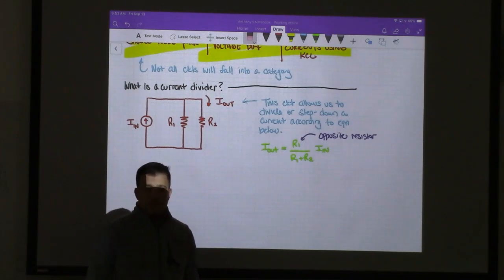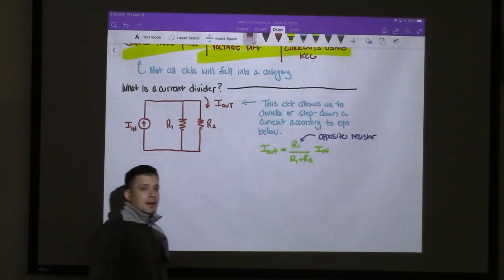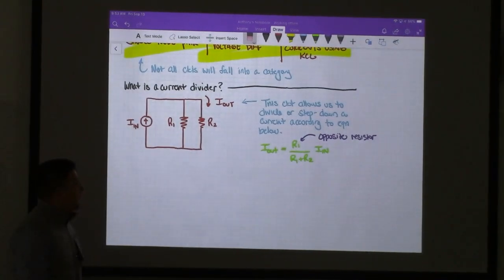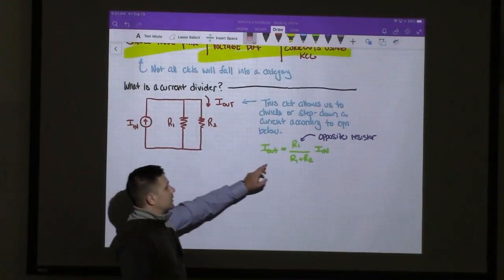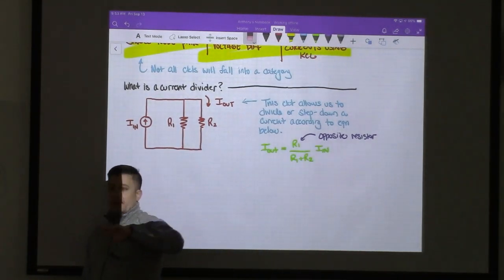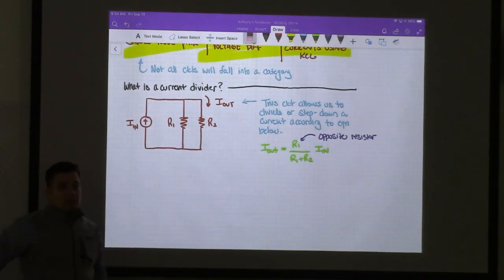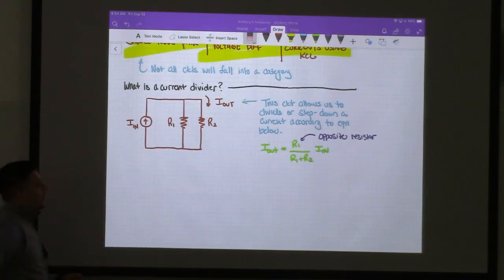Same thing here. If we have an input current coming in, and we assume that the current flowing across this resistor is our output, then the output is equal to R1 over R1 plus R2 times whatever the input current is. The reason I say opposite resistor is that for the voltage divider, it's the load resistor that goes in the numerator. For the current divider, it's the non-load resistor, which is R1, that goes in the numerator. It's an easy way to remember the difference between the two. They have the same form: the voltage divider has the load resistor in the numerator, and the current divider has the non-load resistor.